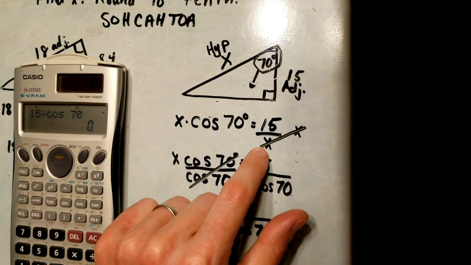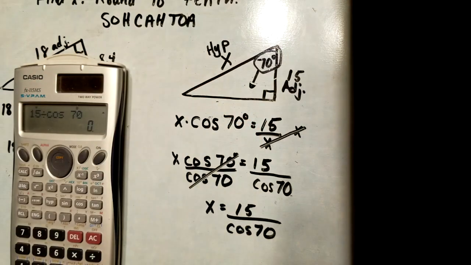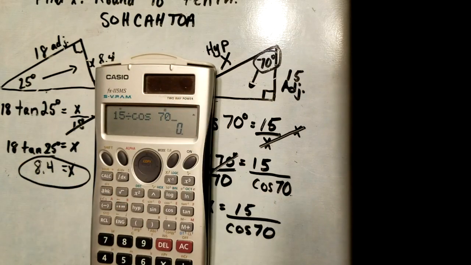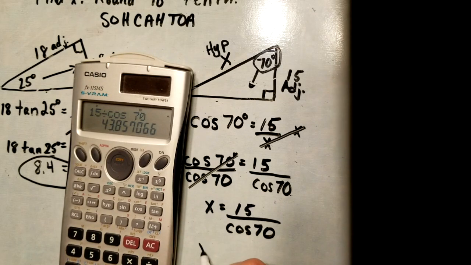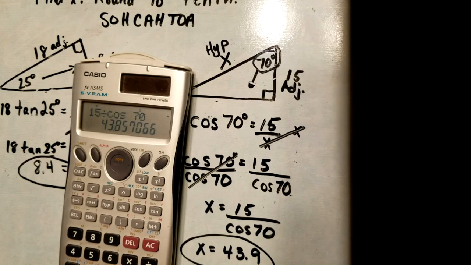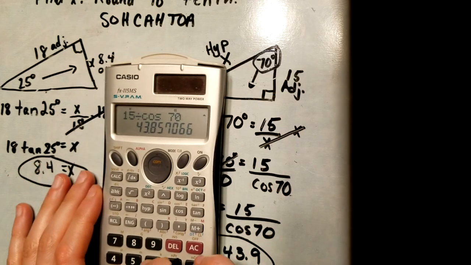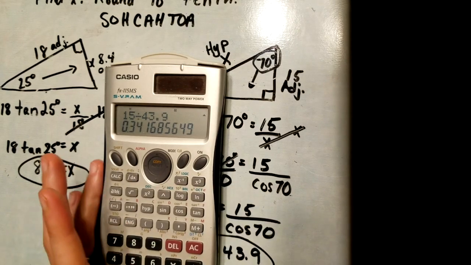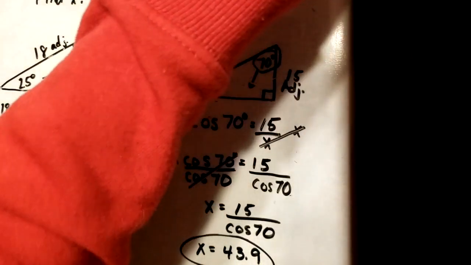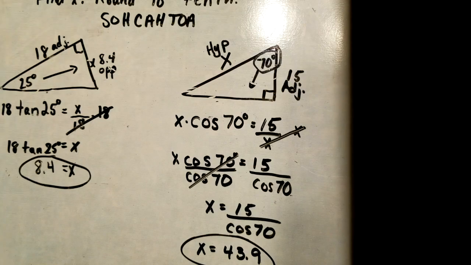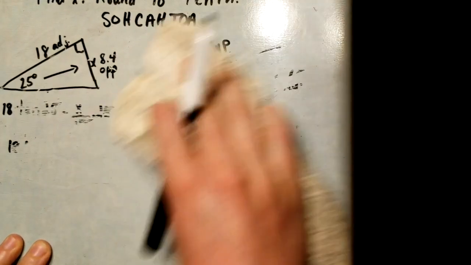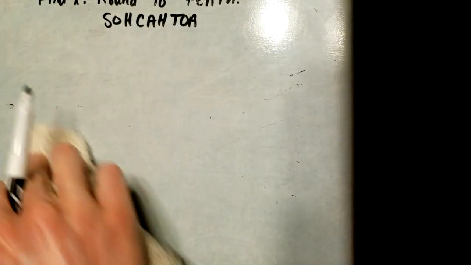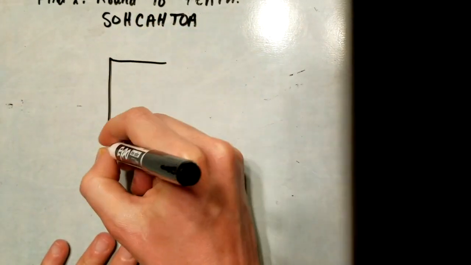Now back up here, I said it needs to be 15 divided by something that's going to give you about 0.34. And so I get 43.9 because we want to round to the 10th. And again, if I take 15 divided by 43.9, I should get about 0.34. Okay, let's look at one more. Maybe two more.